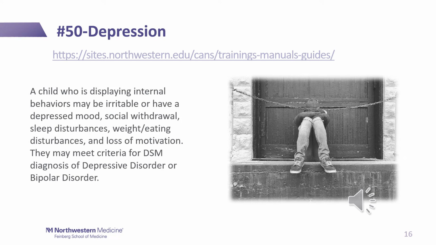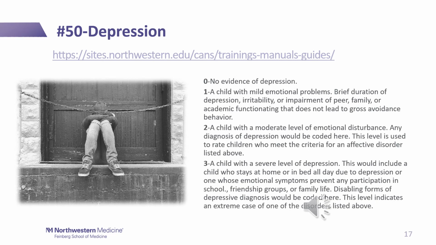Number 50, depression. A child who's displaying internalizing behaviors may be irritable or have a depressed mood, social withdrawal, sleep disturbances, weight or eating disturbances, and loss of motivation. They may meet criteria for DSM diagnosis of depressive disorder or bipolar disorder. The item levels for number 50, depression, include 1, a child with mild emotional problems, brief duration of depression, irritability, or impairment of peers, family, or academic functioning that does not lead to gross avoidant behavior.